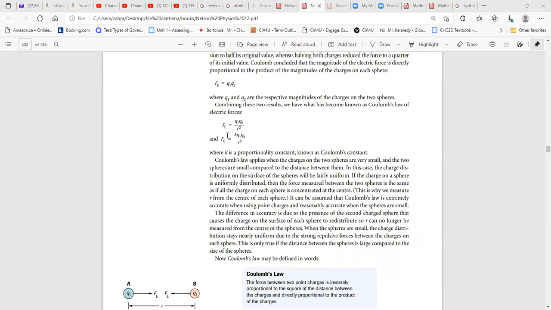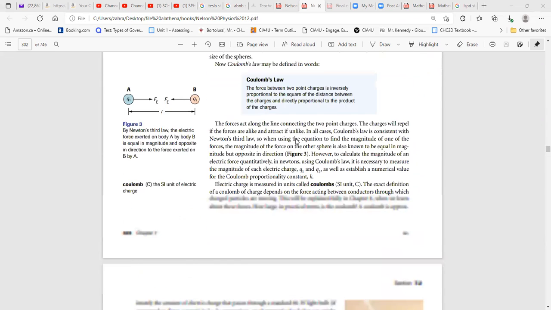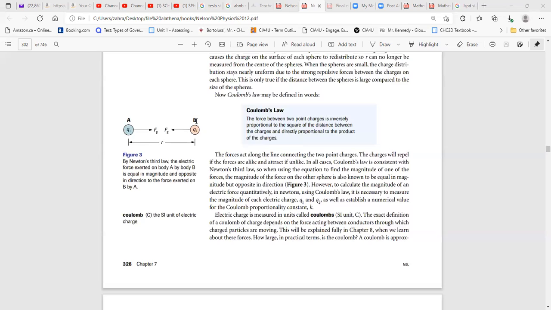If you want to write the equation, the force between two charges would be F equal to K, where K is a constant, Q1 is the charge on the first object, Q2 is the charge on the second object, divided by r squared, the square of the distance between the two charges. So this is Coulomb's law.